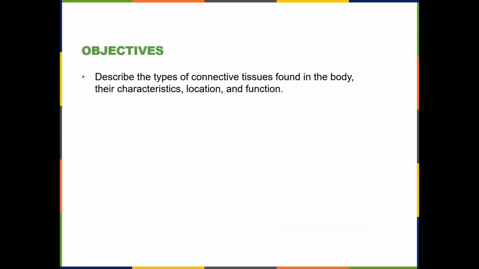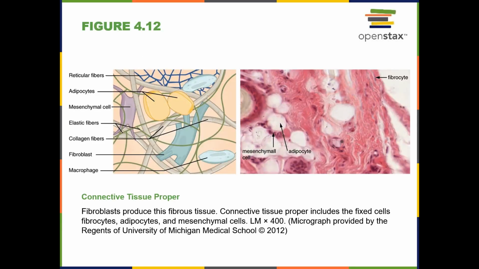We will cover the following objective: describe the types of connective tissue found in the body, their characteristics, location, and function. Connective tissue proper is the most common and general type of connective tissue found in the body.